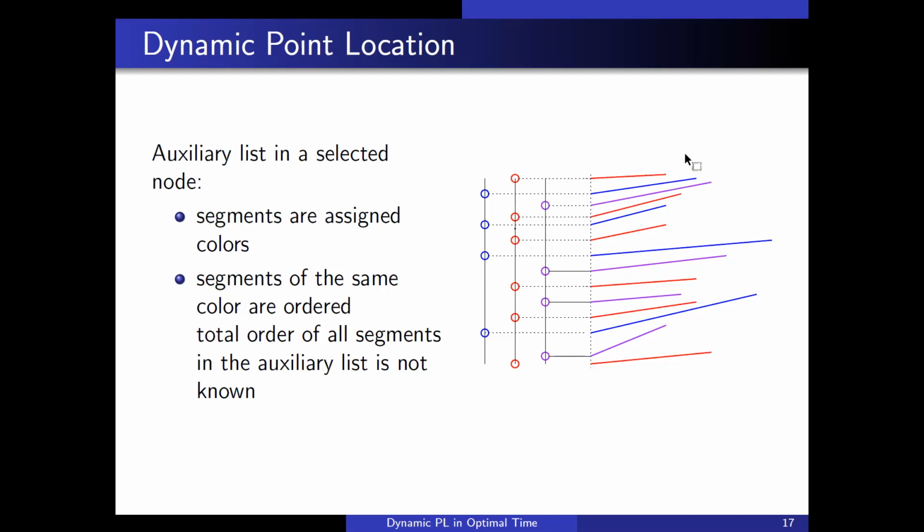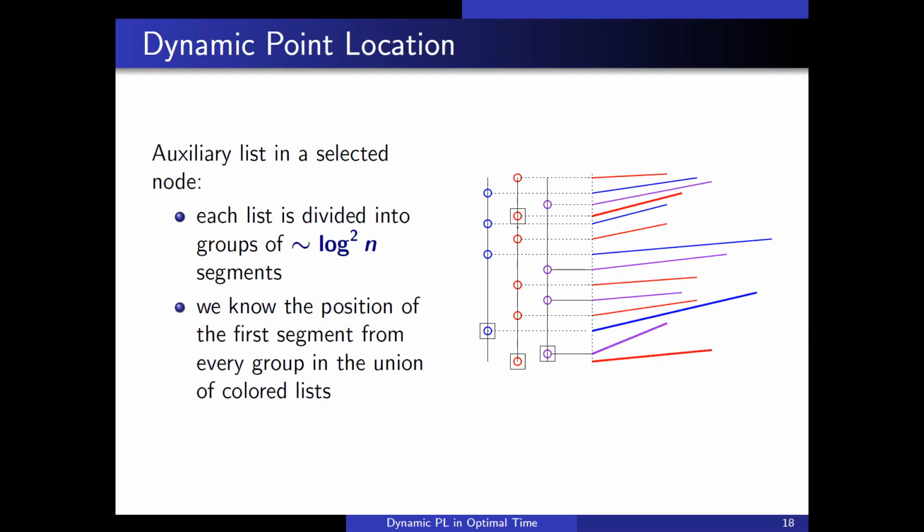And still, this list can be helpful for us. What we do, we divide it into groups of roughly log squared n segments. And for the first segment in each group, we know its position in the total order of segments. So this means I can find for these segments shown here in squares, what will be the preceding segment of any color. And I can do it quickly.